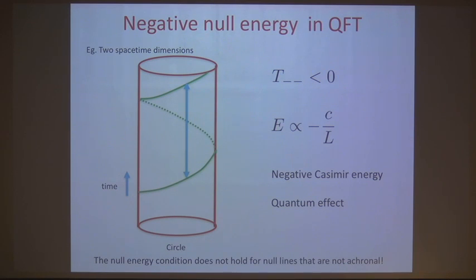Let me first remind you of a situation where you can have an integrated null energy which is negative. That simple situation arises in two space-time dimensions, where you have a circle times a time direction, and you consider a null line that wraps around the circle. Now, this line is not achronal. There are two points, for example these two points along the line, that are time-like separated. Because it's not achronal, the integrated null energy might be negative. And indeed it's negative, because T_{--} is minus c over 24, and this leads to this negative energy. This is the negative Casimir energy, and it's a quantum effect. You probably all have seen it in this context.